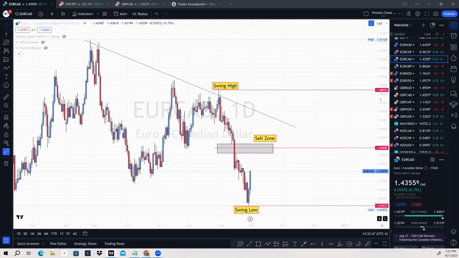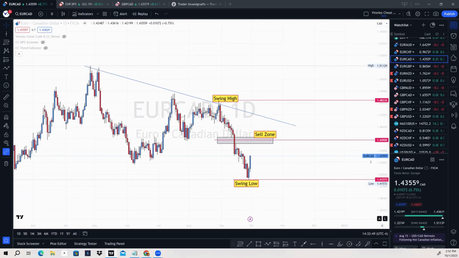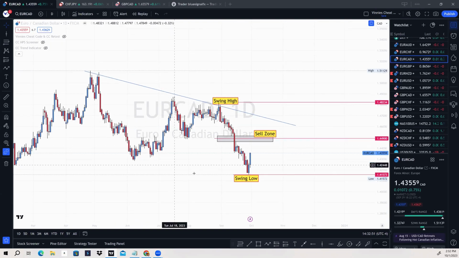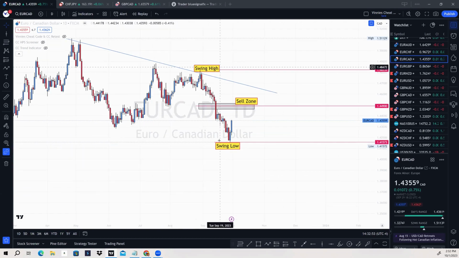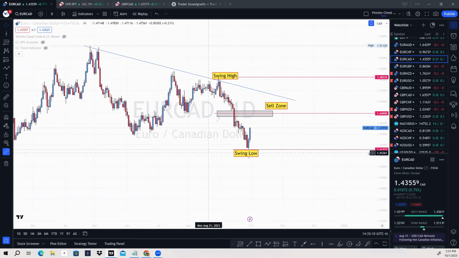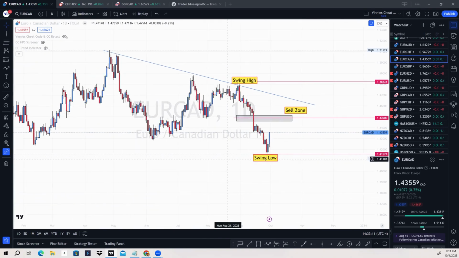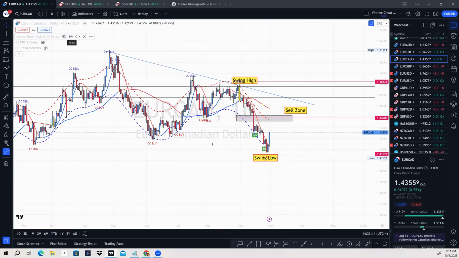All right, Euro CAD, as you guys can see, we are in a downtrend, right? This is our swing high, swing low. Now we're looking for price to get up to our sell zone up here, okay? So I'm looking for price to at least get to this area here or even higher before we look to sell Euro CAD, all right? The reason I know this is because of market structure. Another reason is because we have our Vinnie's trading cheat code, all right?